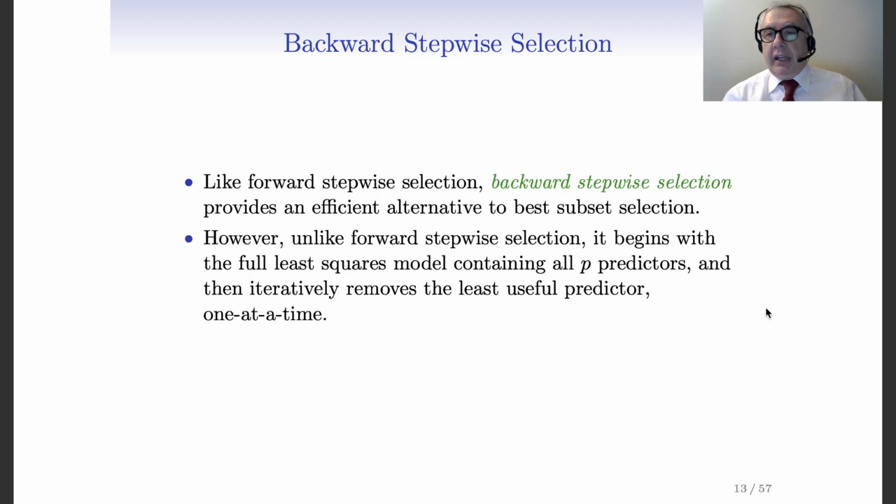This means that you start with what we would call the full model, the full least squares model that includes all the predictors you have, and then you are removing one predictor at a time in order to find simpler models. And of course, the question is, what is the predictor that I'm going to remove? And the idea is that I will remove the least useful one. But let's see how it works.